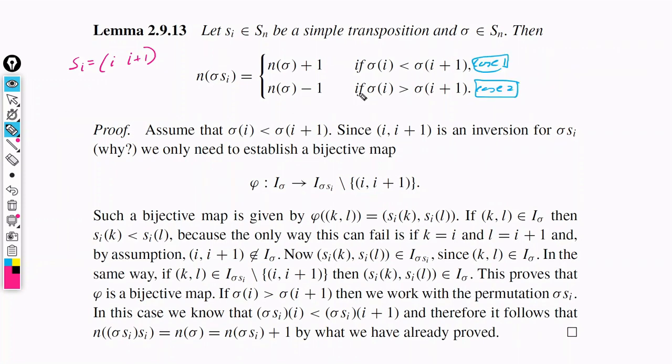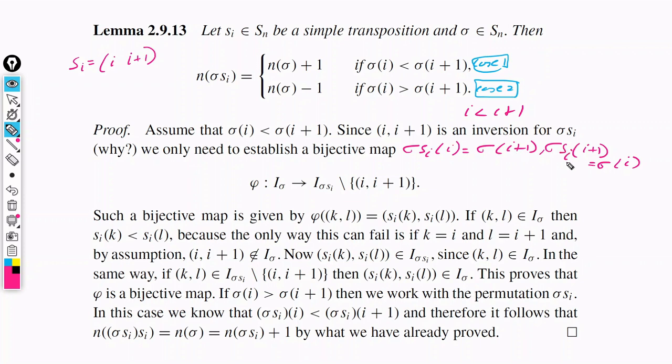Okay, we assume case 1, that is sigma(i) is less than sigma(i+1). Under this assumption, we have to show that (i, i+1) is an inversion for sigma Si. Already it is clear that i is less than i+1. So we have to show that sigma Si(i) is greater than sigma Si(i+1). So what is sigma Si(i)? It is sigma of Si(i), and Si moves i to i+1, so this becomes sigma(i+1).